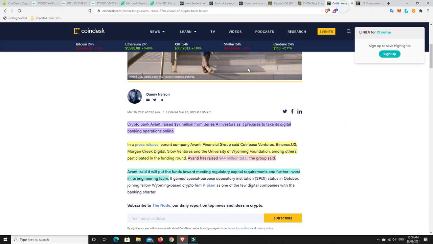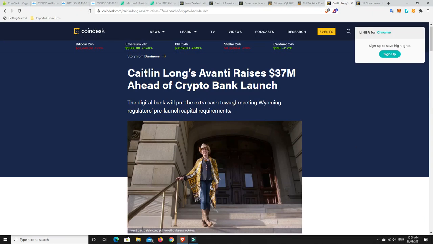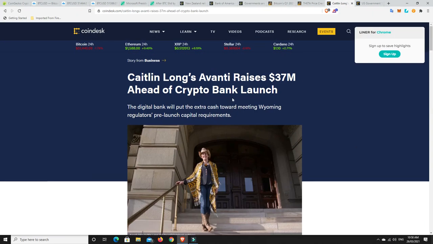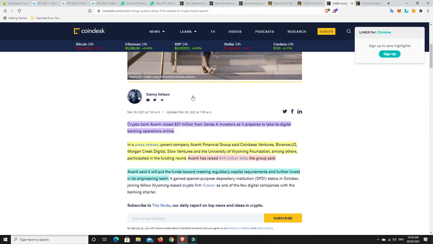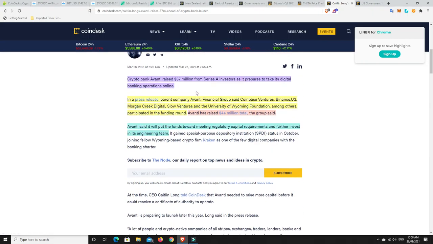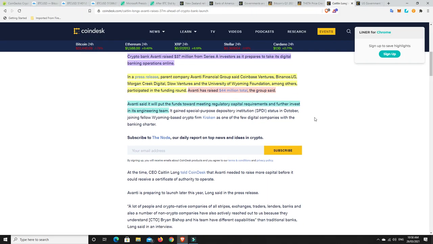All right, Caitlin Long. She is part of the Avanti new crypto bank, and it has raised $37 million ahead of crypto bank launch. So crypto bank Avanti raises $37 million from Series A investors as it prepares to take its digital banking operations online. So digital banking is now going to be a thing. Actual crypto banks. I think traditional banks will turn into crypto banks. There'll be a split of the two.